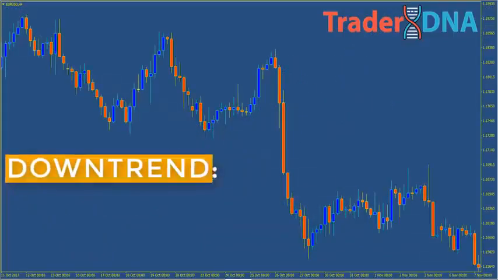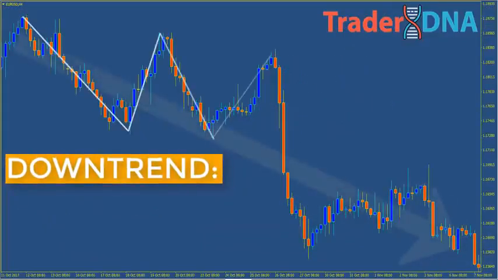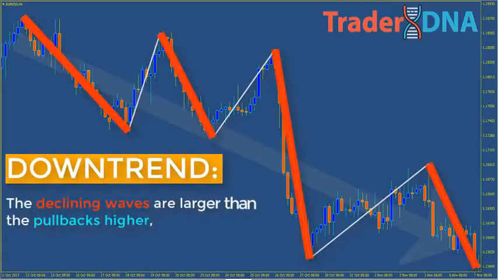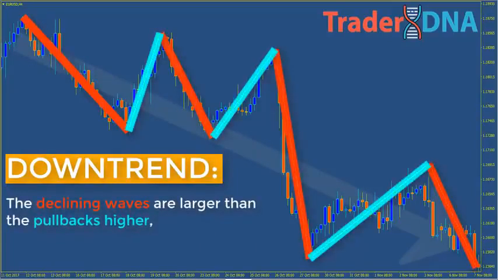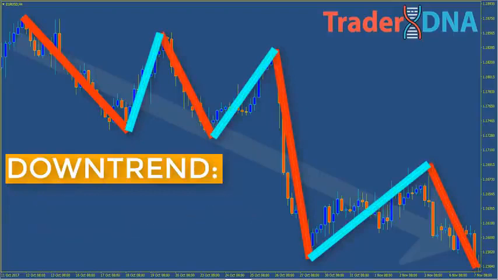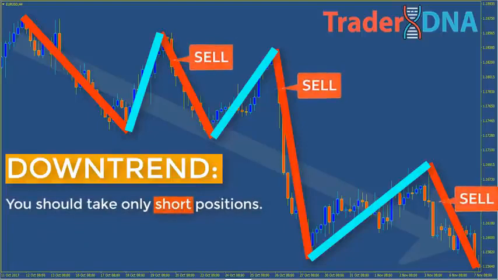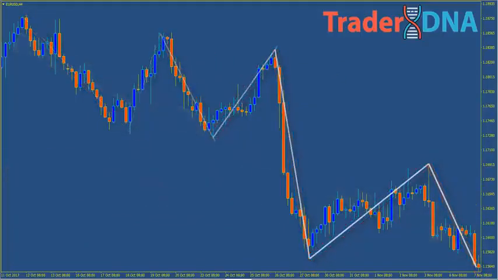A downtrend is defined by lower swinging lows and lower swinging highs in price. In a downtrend, the declining waves are larger than the pullbacks higher, creating overall progress lower. During a downtrend, you should take only short positions, selling a borrowed asset with the intention of buying and returning it later at a lower price.